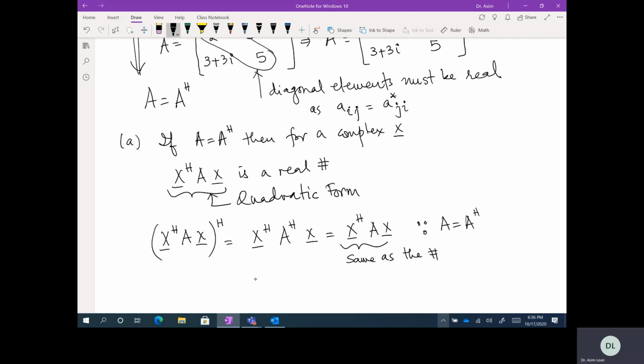So this is the same as the number. If you do conjugate or conjugate transpose of the number and it equals the number, this implies the number is real.